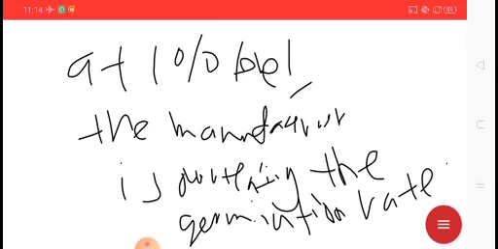Or you say the claim that the manufacturer is overstating the germination rate of the seeds is supported. You can say like that also, no issue. So this is question 11.